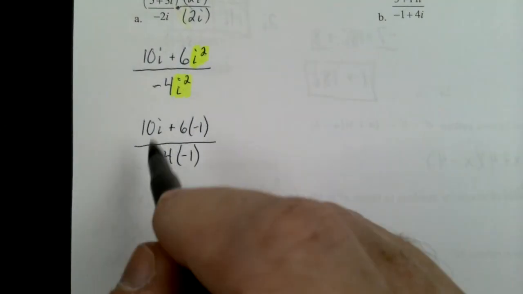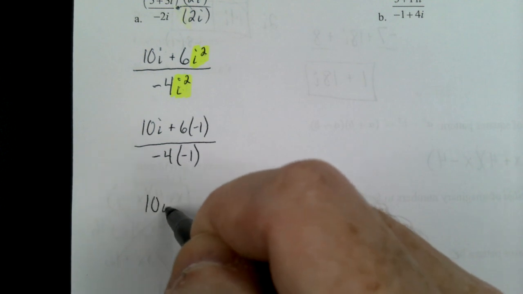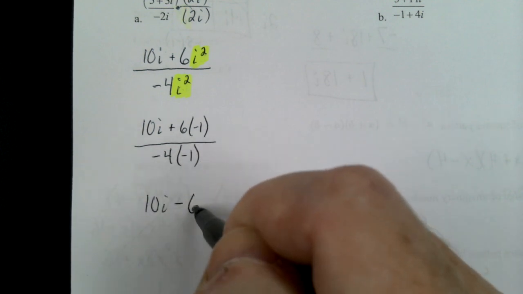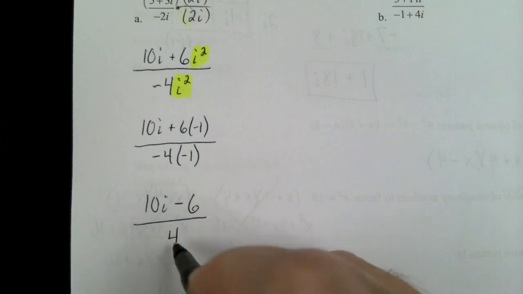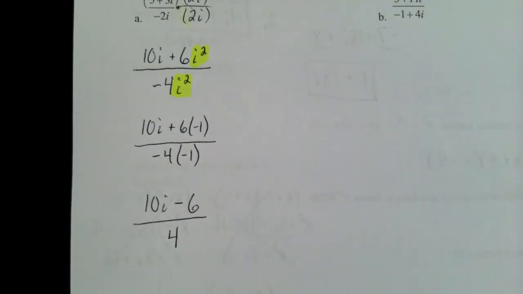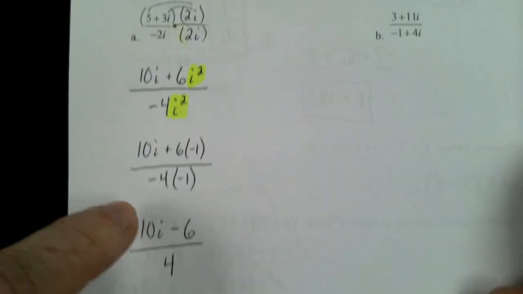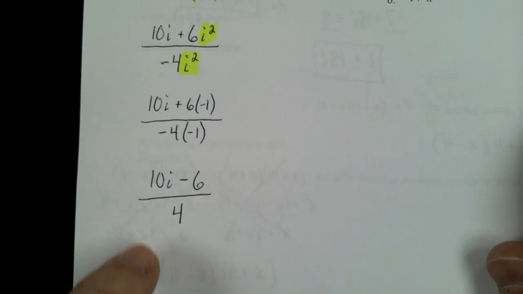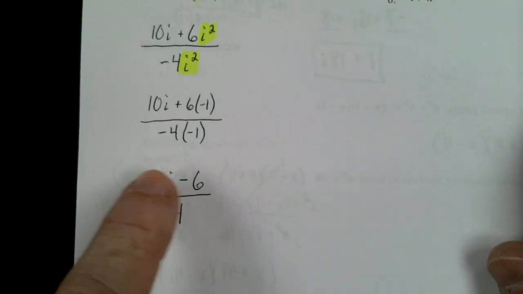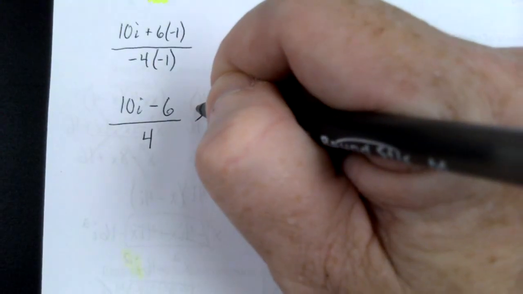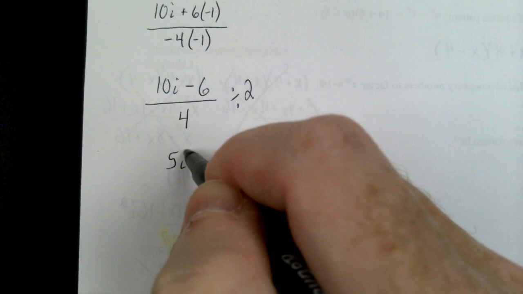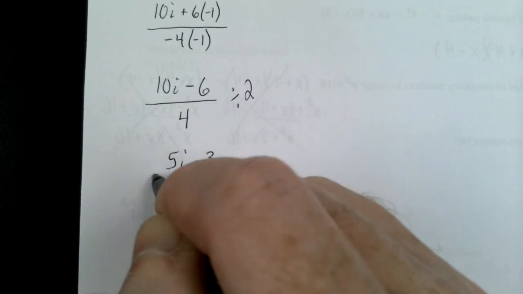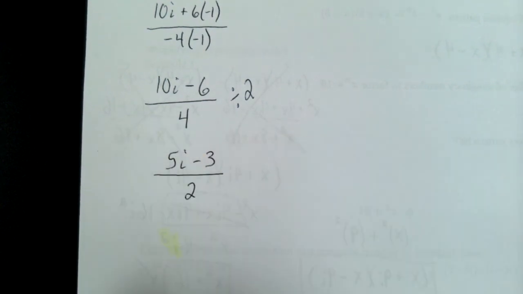Okay, so now just multiply. 10i, 6 times negative 1, negative 4 times negative 1, positive 4. And I will want to get this in standard form. Well, actually, it's right there, it's the same thing. But first, all three of these could be simplified. We can divide by 2, giving me 5i minus 3. 4 divided by 2 is 2.